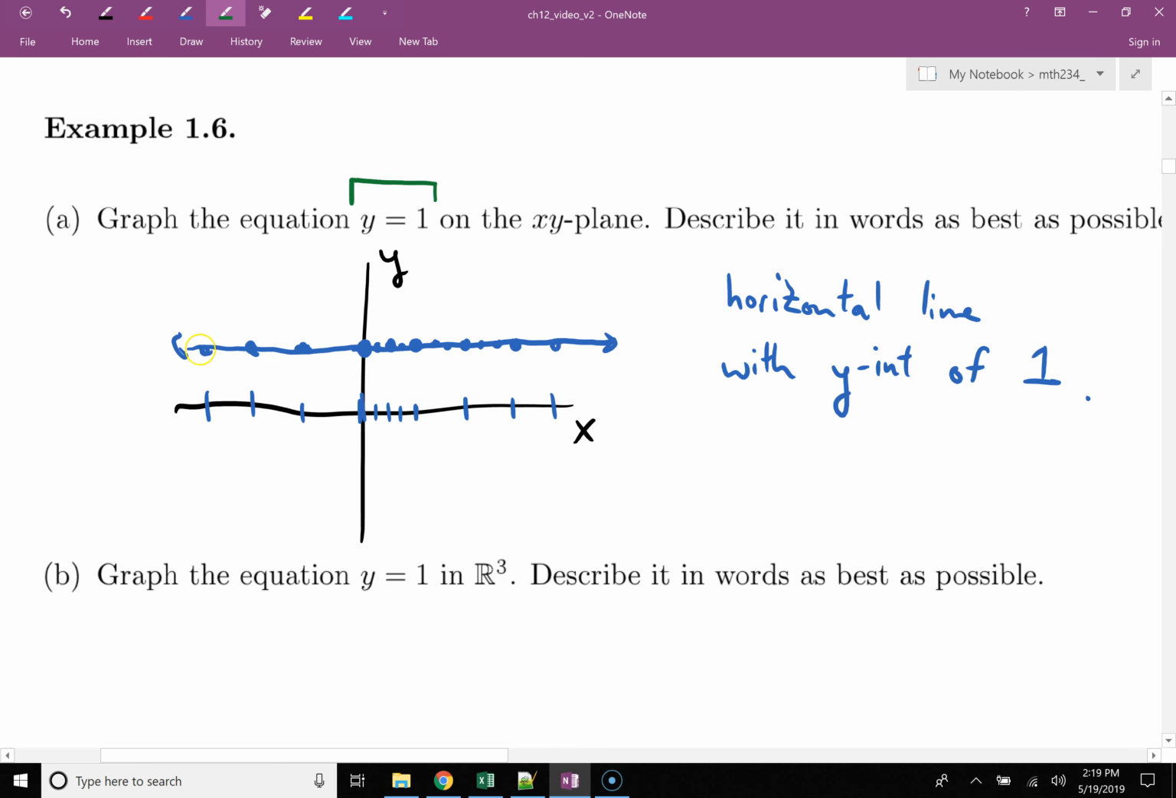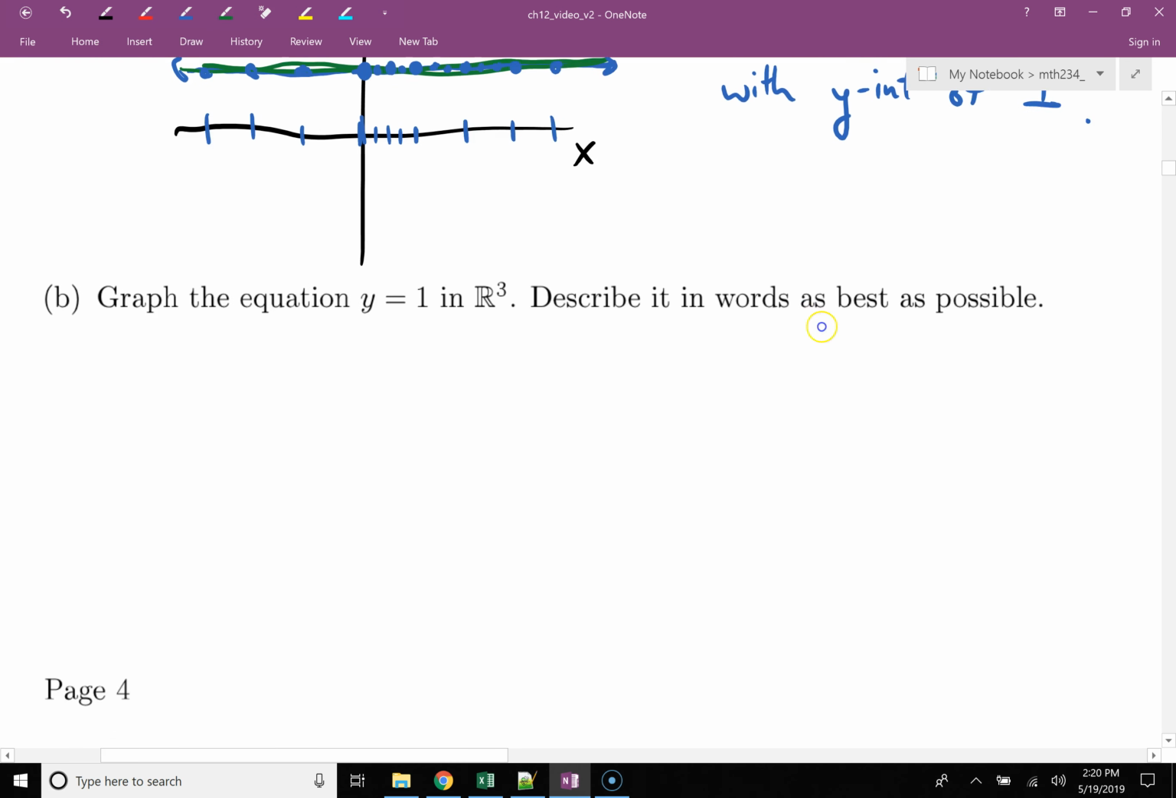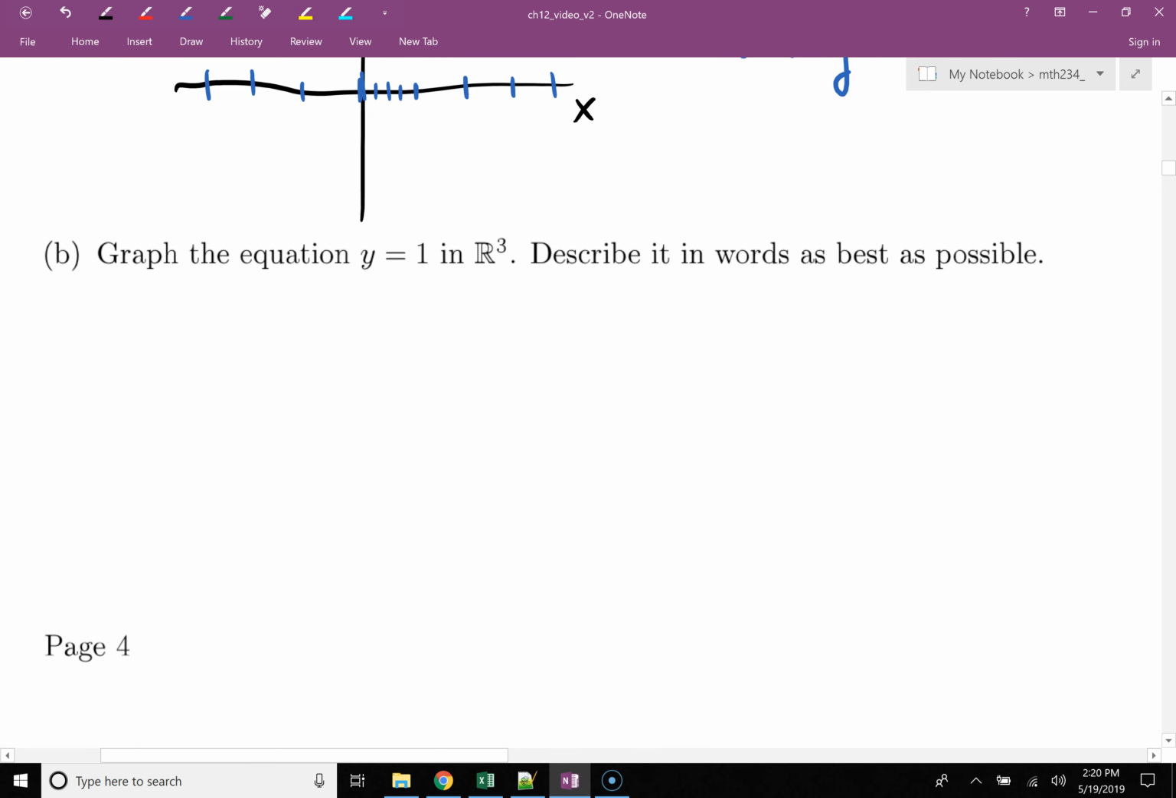So x could kind of roam free, back and forth here, left and right, and there were no restrictions on x. But y couldn't move up and down. y had to be equal to 1. So to some extent, thinking about this as a restriction ends up being a really useful idea, especially as we move forward. All right, well then, let's go ahead and do the same sort of thing here.